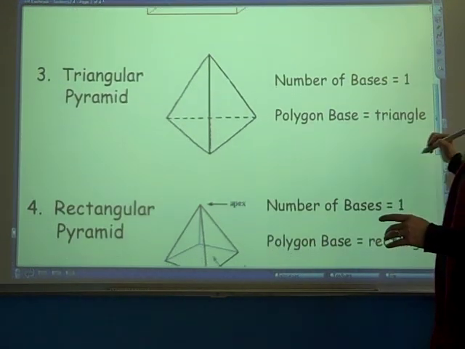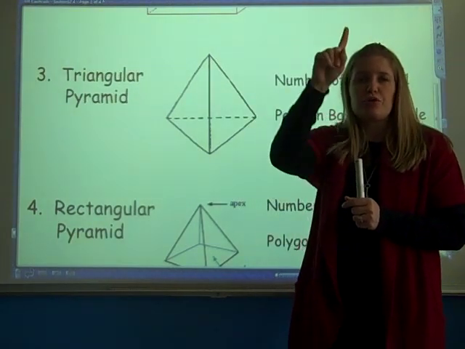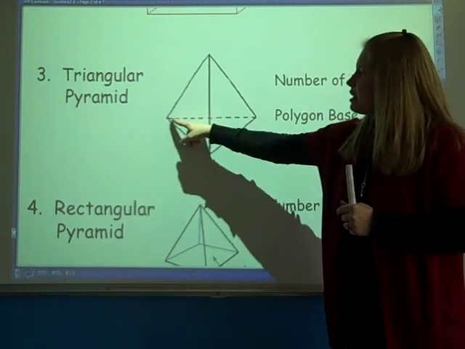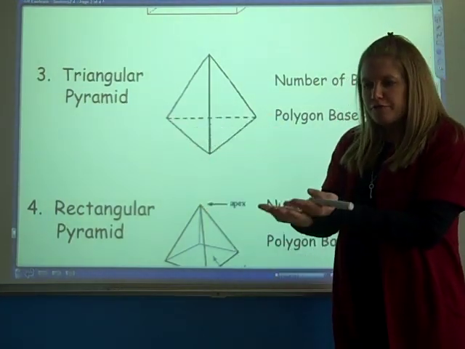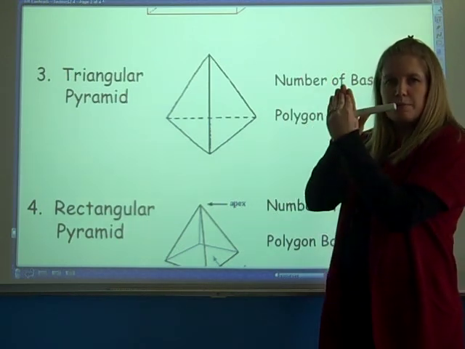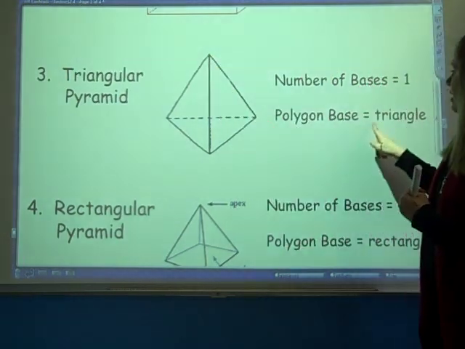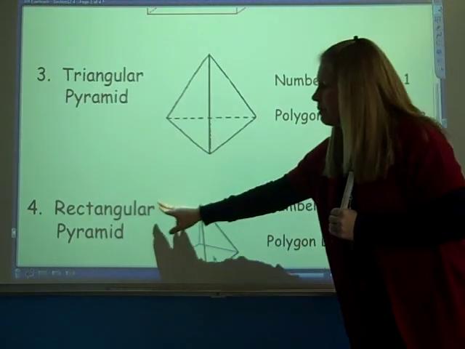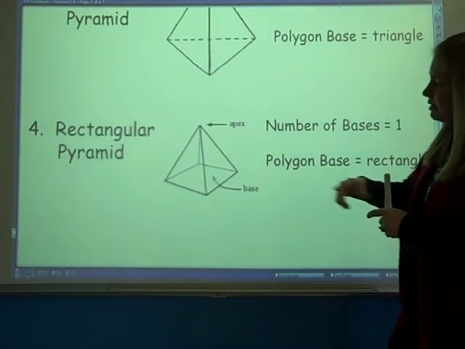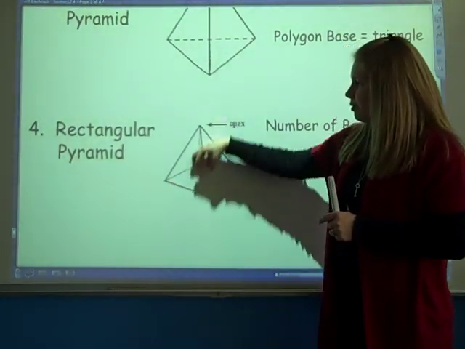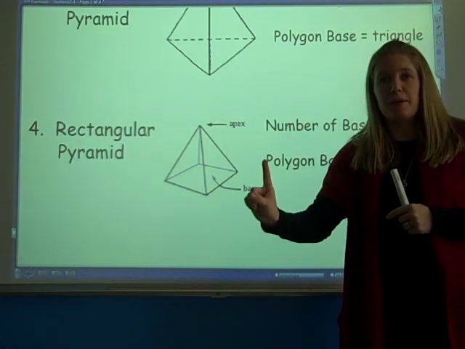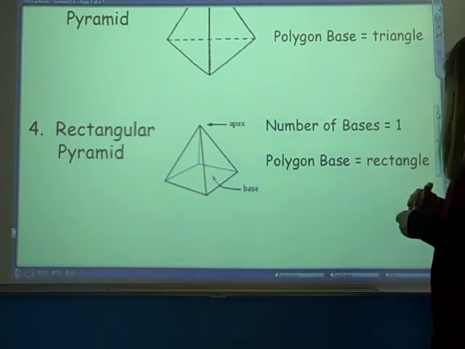Now we have the pyramids. Pyramids are all going to come to a point, so they're only going to have one base. Number of bases is 1. The base will be a triangle, and above it, it will come to a point, a vertex, and all the other faces come up to that point. Okay? That's the triangular pyramid. For a rectangular pyramid, the base is a rectangle, and it will come to a point up here. Number of bases, again, is 1. Pyramid, 1 base. Prism, 2 bases.